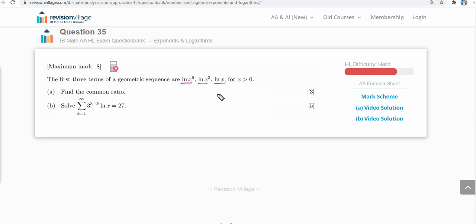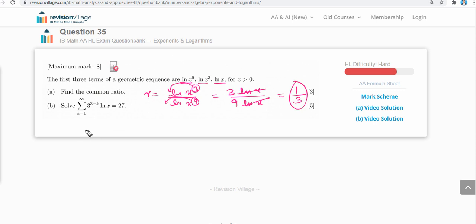We'll just take two consecutive terms, divide them, and we'll get the common ratio. So the common ratio will be equal to (ln x)^3 divided by (ln x)^9, and we'll apply the properties of the log. This 3 will come over here, this 9 will come before ln, so we will have 3 ln x over 9 ln x. Ln x will get cancelled, and 3 over 9 will give us 1/3 as the common ratio.